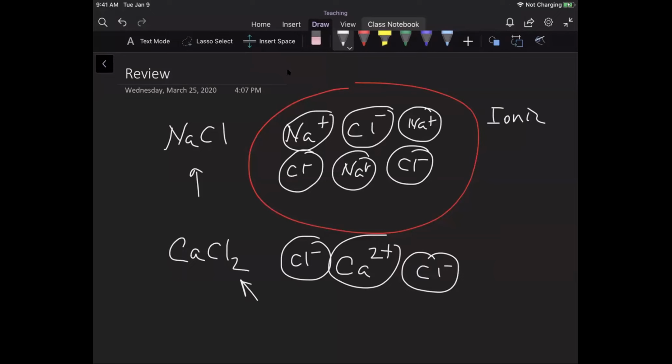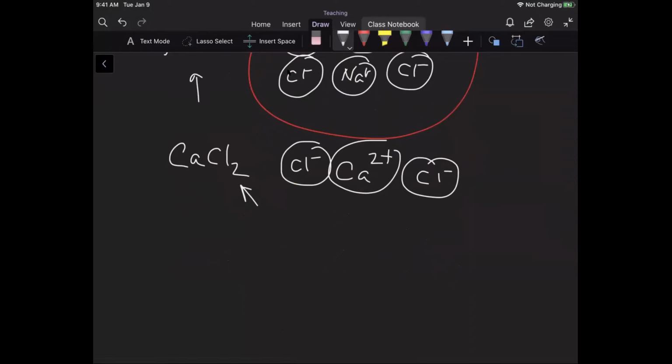And we call that the empirical formula. So the empirical formula is the smallest ratio of those atoms that I have together. So the empirical formula for calcium chloride is CaCl2. For example, I would never write Na2Cl2 because that is not the smallest ratio. There's 2's there, I can divide everything by 2. So I wouldn't write that, and I would write NaCl.